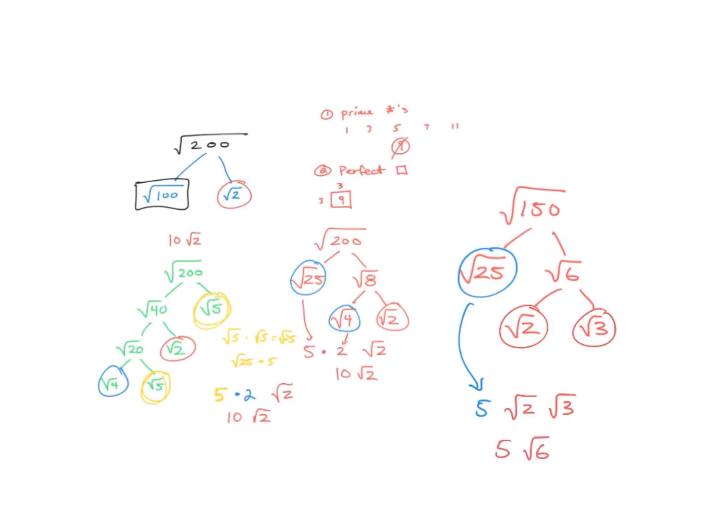And so whenever you end up with 2 radicals, sometimes you're going to have to go back to what this is. And you'll see a 5 radical 6. That's kind of a special case there.